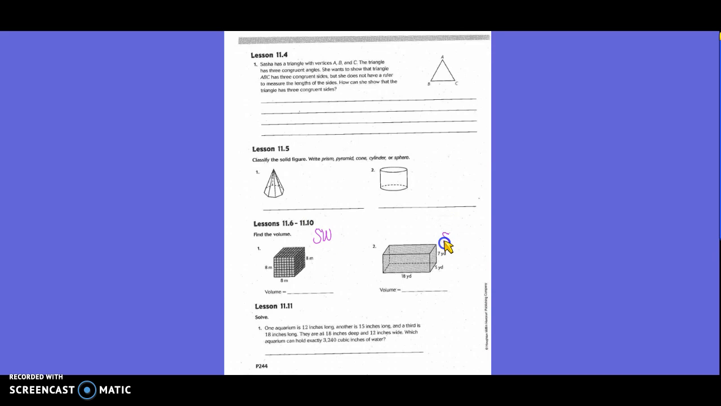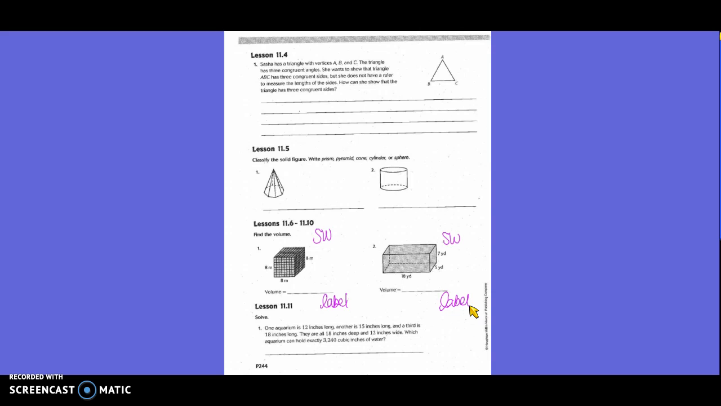And you also need to give what? A label. But you also need to do what in your work? Give a formula in your work. So before you get started, you need to make sure you have a formula up there as well.